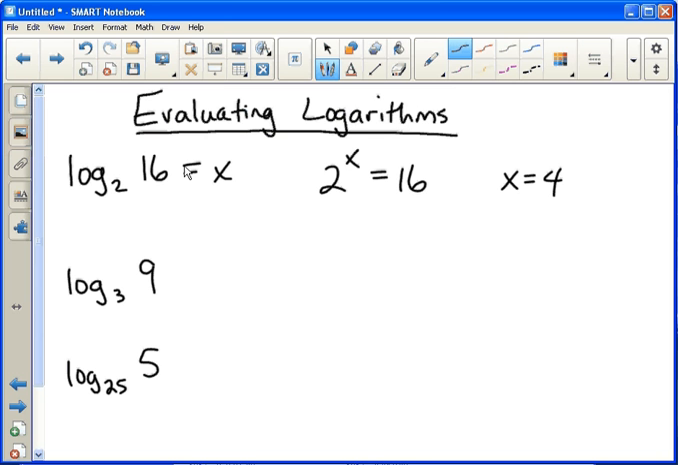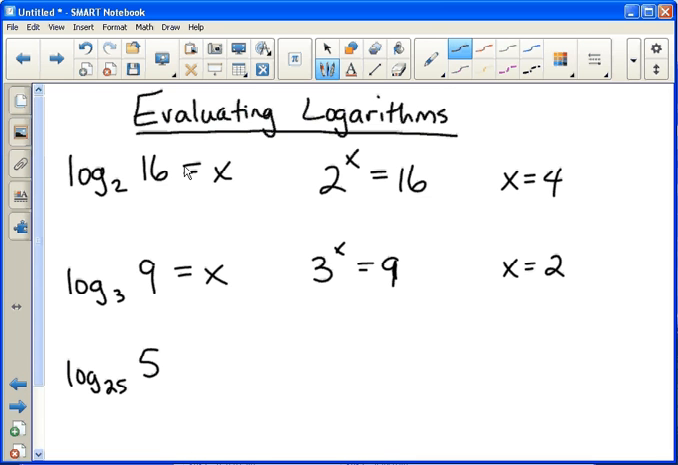Same thing on this next example, log base 3 of 9. We're going to say it's equal to x because we're trying to figure out what it equals. So we get 3 raised to the x equals 9. Hopefully that's a simple enough one you can just look at it and tell. 3 raised to what power gives you 9? That would be 2. 3 squared gives you 9.